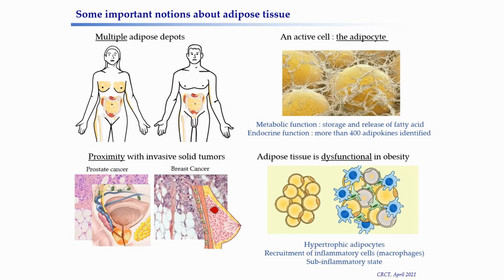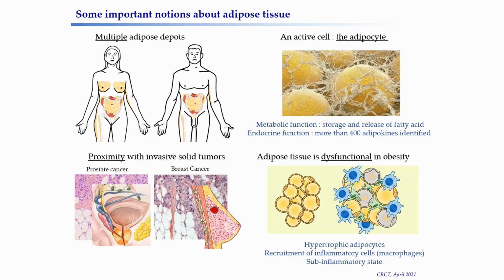Despite the fact that they look similar, and I will illustrate what I am saying at the end of the talk with bone marrow adipose tissue, we know that there are differences between these adipose depots in terms of secretory pattern and metabolic behavior, and it is very important to consider, when you are working with cancer, to work with the adipose depot which is close to the cancer you are interested in.